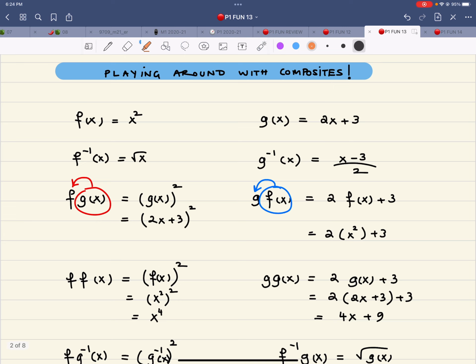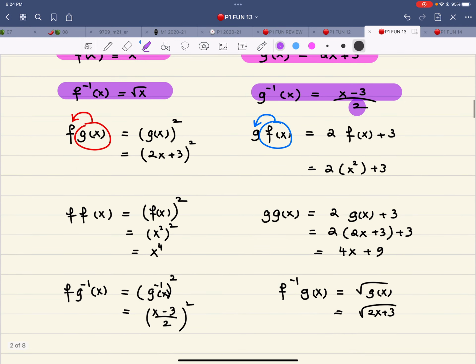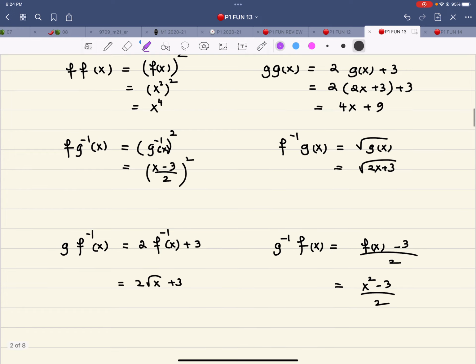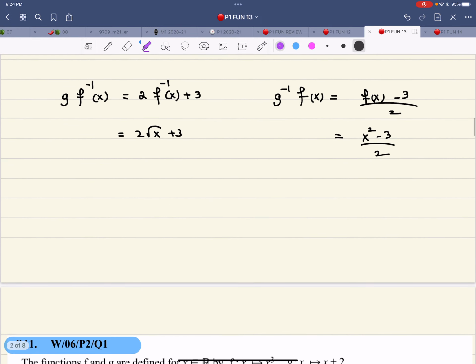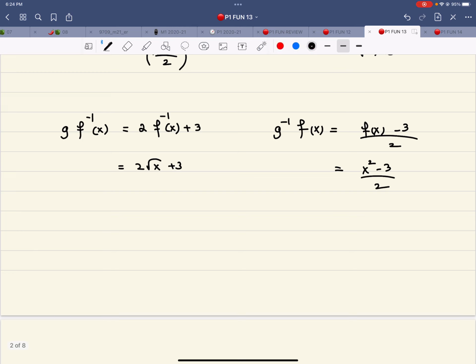These two were the original ones. Let me highlight them, f(x) and g(x). These two were its inverse. And then we formed f of g and g of f and f of f and g of g, f of g inverse, f inverse of g, g of f inverse, g inverse of f. There are two more which I can form, but there is no use.